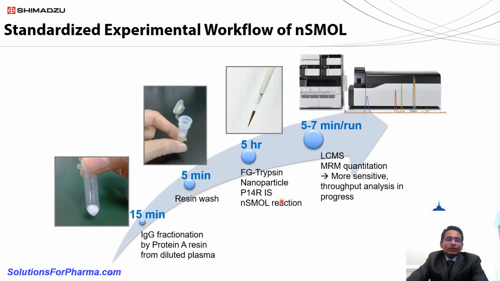Here you can see that first, IgG fractions are captured by protein A from diluted plasma, and you incubate for 15 minutes, and then put for resin wash for 5 minutes, and then load the FG trypsin nanoparticles on that same solution. After 5 hours of digestion, do the 5 to 7 minute runs, and then you can analyze for the MRM based quantitations or whichever way you want.